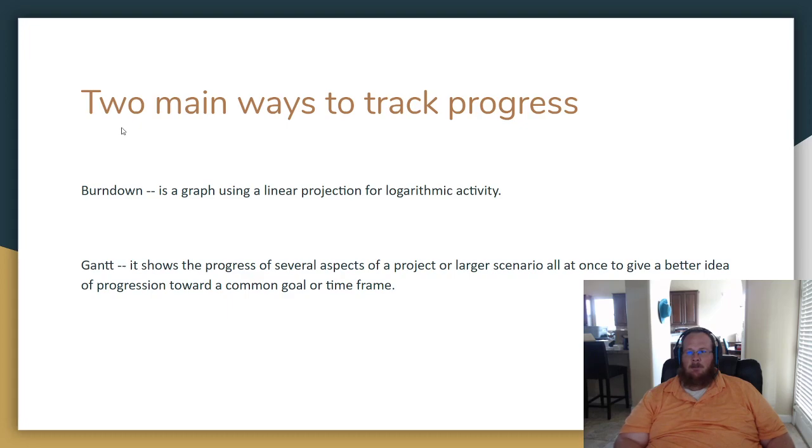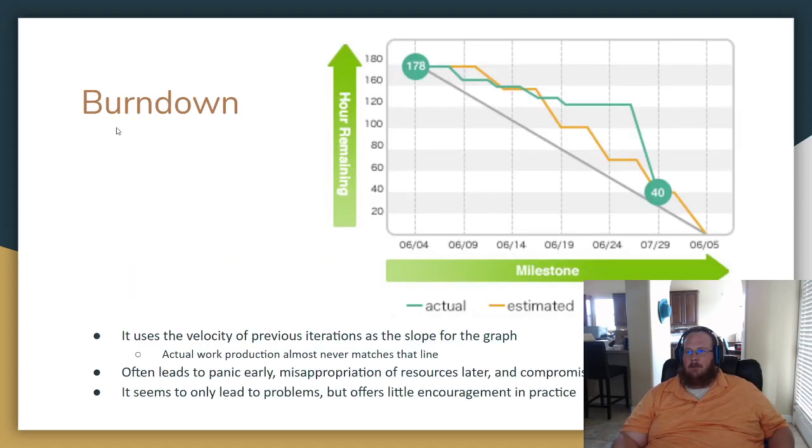A Gantt chart shows the progress of several projects in tandem with each other to give an overall scope or view. Burn down is great for a specific thing you're looking to get done. Gantt is great for lots of things you're trying to get done. So I'm going to show you some examples here. Burn down. Burn down, here you have your linear line, your gray line.